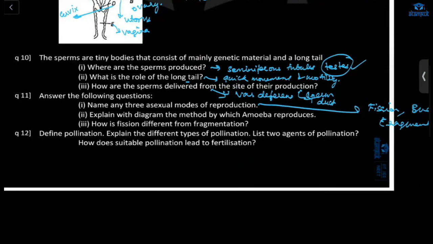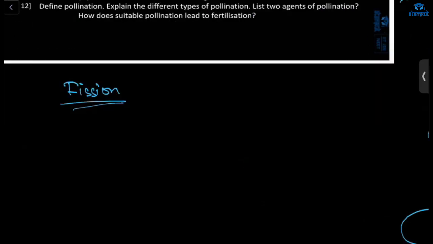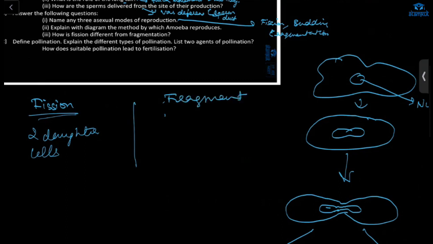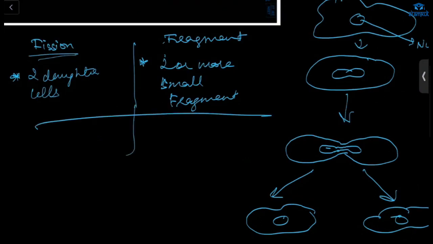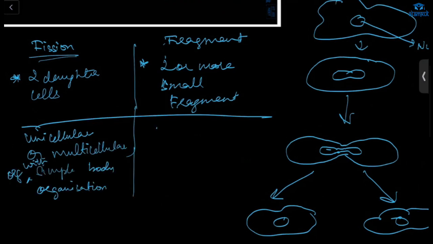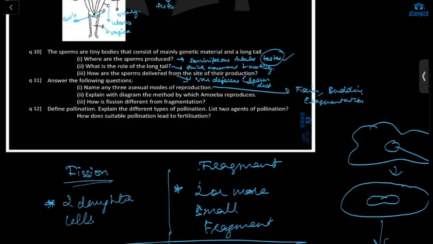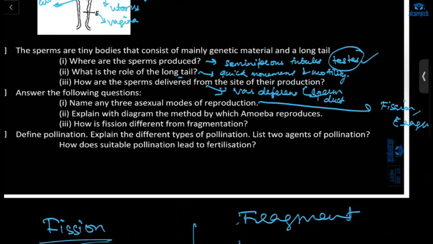This is the third question. How is fission different from fragmentation? In fission, the parent body will be divided into two individuals, two daughter cells. In fragmentation, the parent body will be divided into two or more small fragments. Fission occurs in unicellular organisms with simple body organization, for example amoeba and plasmodium. Fragmentation occurs in multicellular organisms, for example Spirogyra.